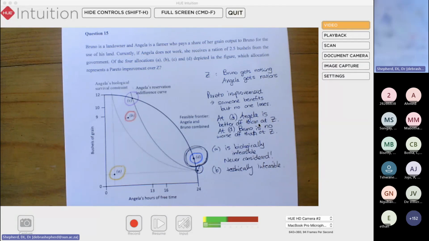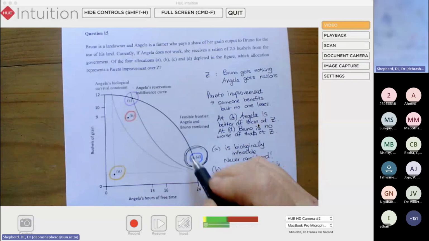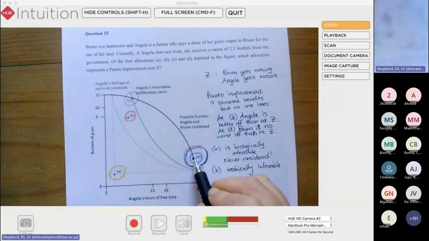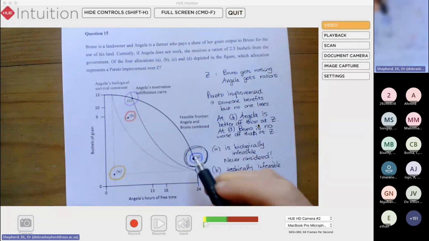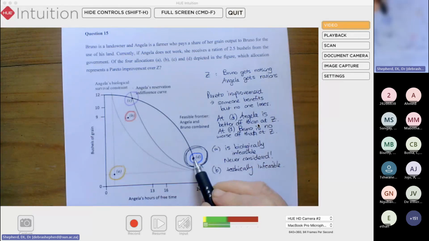Please explain what you mean when you say it's not costing Bruno. So it's not costing Bruno because if we end up on the combined feasible frontier, it means Angela gets all of the output, so Bruno gets nothing. So D gives Bruno nothing, Z gives Bruno nothing.